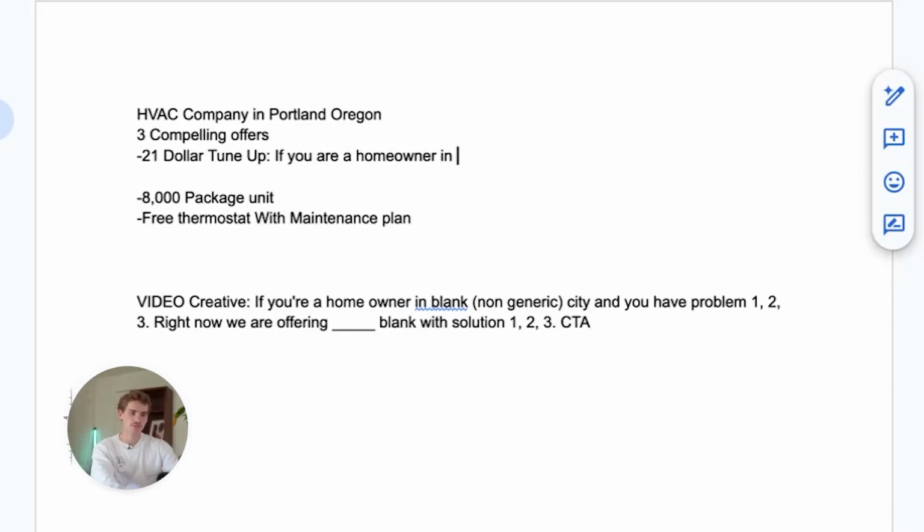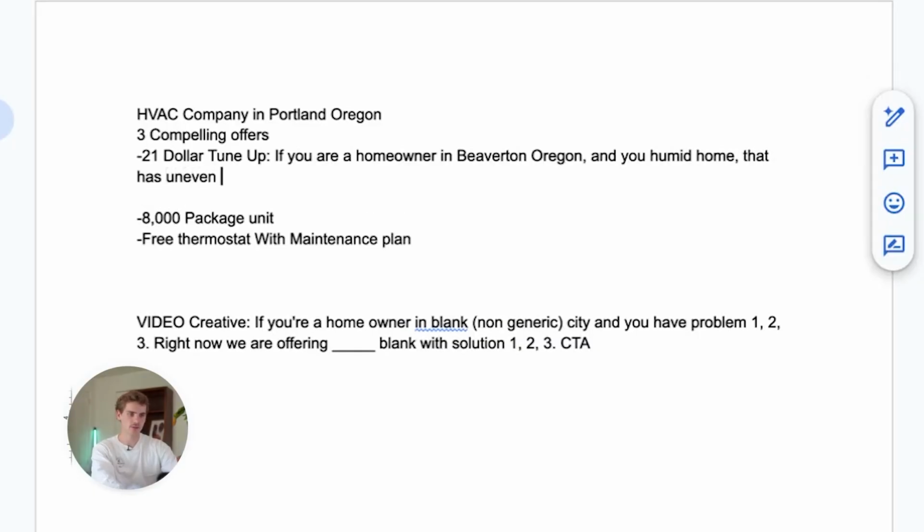So if you are a homeowner in Beaverton, Oregon, and then we're gonna say, we're going to go through problem 1, 2, and 3. And you have a humid home that has uneven temperatures.